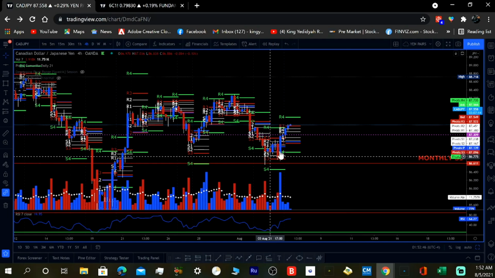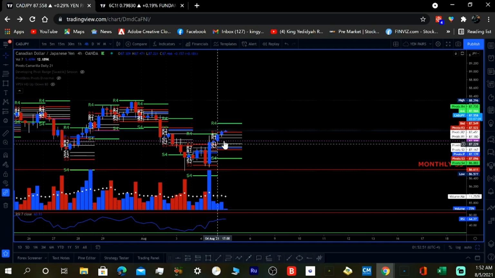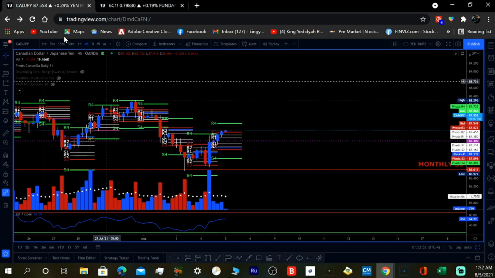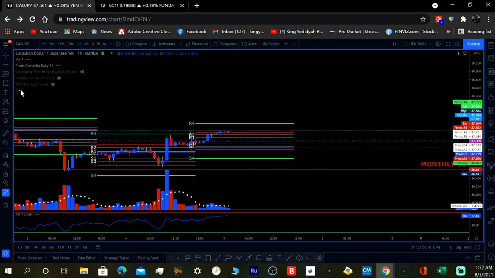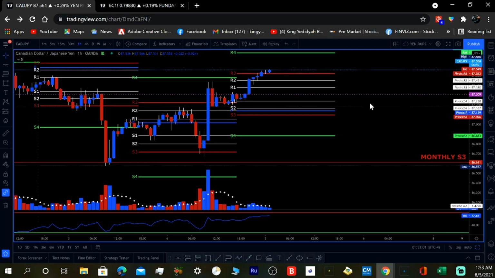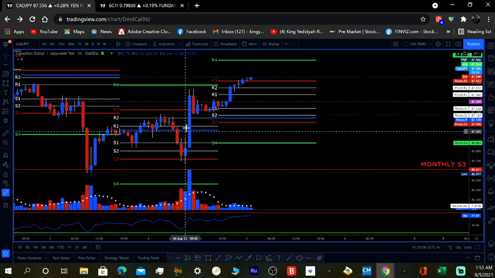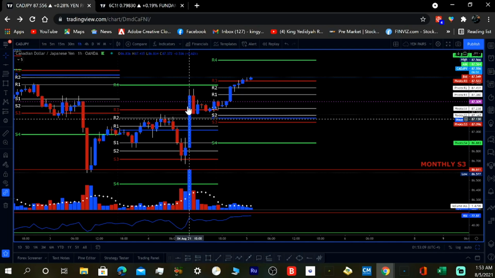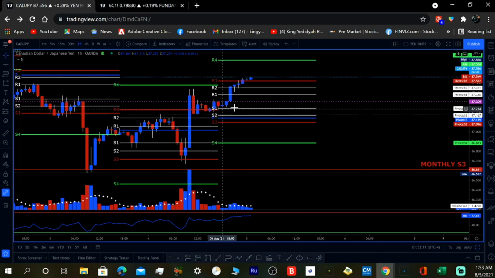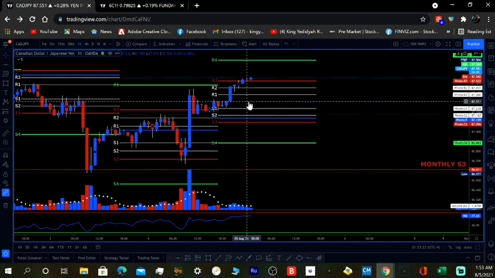So right now we broke the R3, pushing up strong. The volume is not too great, so let's go down to the 1 hour. Right, so since yesterday we had this big push up in the Canadian yen. We opened above S1, pushed off of S1. Yesterday's close, we pushed past that. This is this purple line right here. Right, so that's yesterday's close.